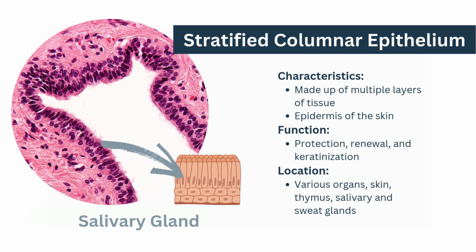The stratified epithelial tissue is found most commonly in the epidermis of the skin. It is also found in many organs, the thymus, salivary, and sweat glands. It is characterized by multiple layers of tissue stacked on top of each other. The main functions of this tissue are protection, renewal, and keratinization.